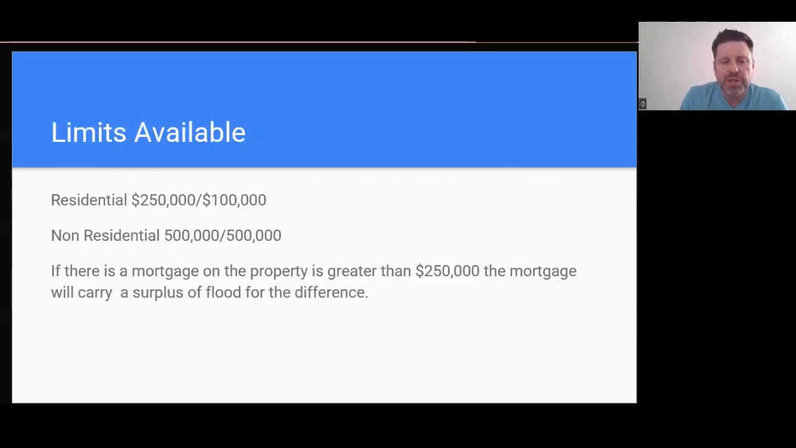Limits of availability for coverage. There are coverage limits. Coverage limits can be $250,000 for the dwelling and $100,000 for personal property maximum. It can be lower than $250,000 for the dwelling and lower for personal property. I've seen many policies that just covered the dwelling and had no personal property. So it can be any number, but the maximum is $250,000 for the dwelling and $100,000 for personal property. Non-residential is $500,000 for the dwelling and $500,000 for personal property. And if there is a mortgage on the property greater than $250,000, the mortgage will carry the surplus for the difference of the amount needed.